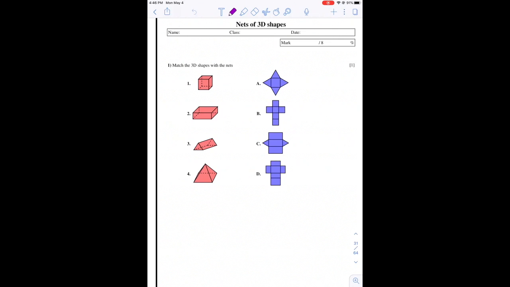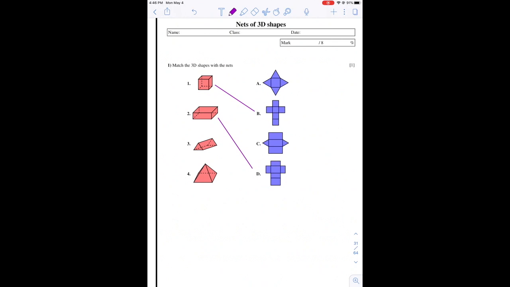I think that 1 goes with B because I think every single face on shape number 1 is a square, and B also has all the squares. Number 2 looks like it goes with D to me because I don't see any triangles on number 2, but I do see different types of squares and rectangles. So that looks like it goes with D to me.